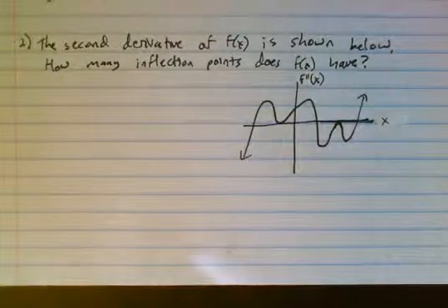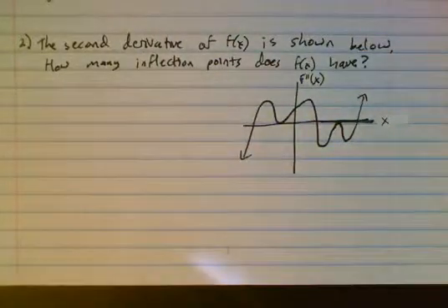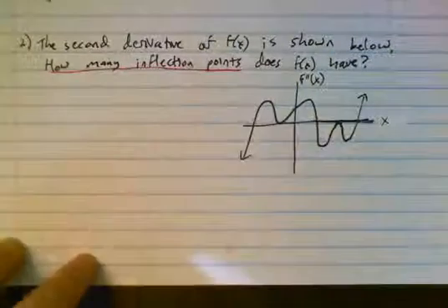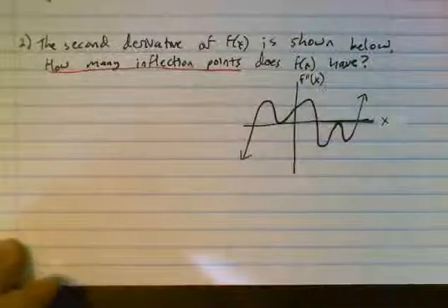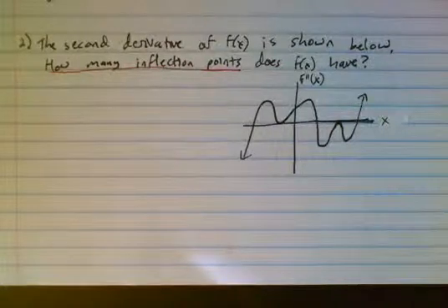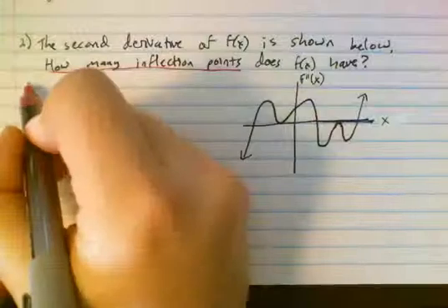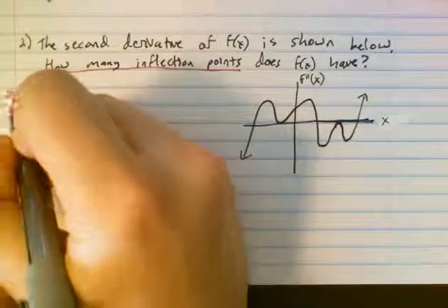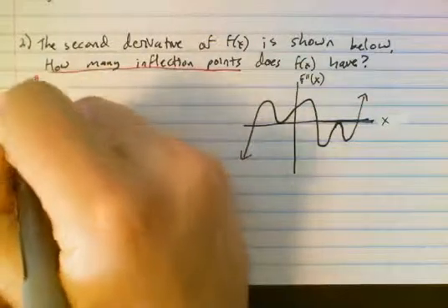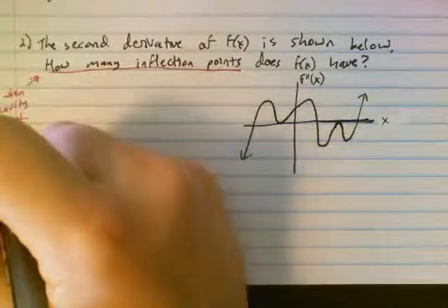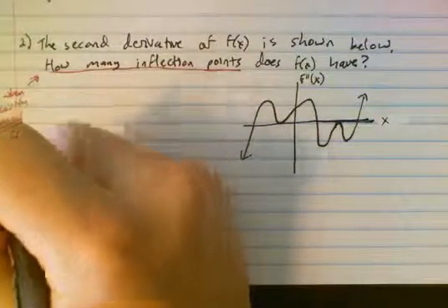There are no numbers. Notice, however, what we're being asked. We're asked how many inflection points. So we're not asked for the specific values of it, just to count the number that there are. So we still have enough information to do this. Be careful though, inflection points occur only when concavity changes for f of x.